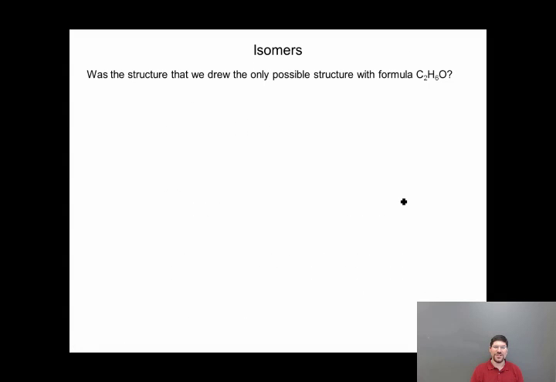This now begs the question, was the structure that we drew the only possible structure you can draw with formula C2H6O? And the answer to that is no, because I could have also drawn this structure. Okay, this one has the oxygen in the middle, in between the 2 carbons. If you look at this structure, everything is good about it. Your carbons are forming 4 bonds, your oxygens have 2 bonds and 2 lone pairs, your hydrogens have 1 bond, and you still have a total of 20 valence electrons.